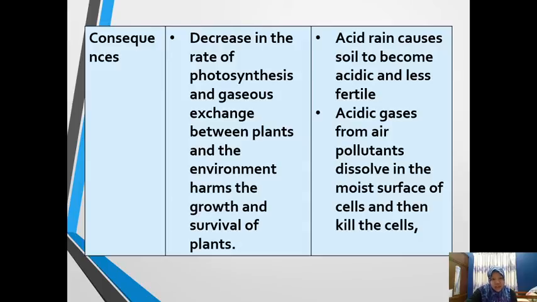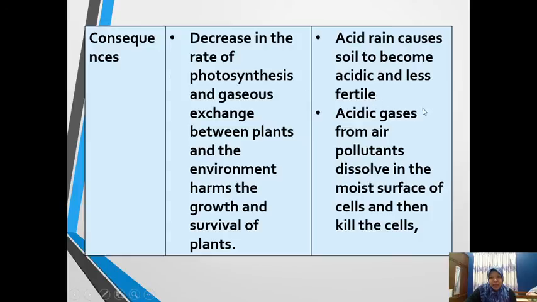Consequences. Okay, ini adalah akibat. Okay. So akibat pada haze, dust and dirt tadi. Okay. Decrease the rate of photosynthesis and gases exchange between plants and the environment. Harm the growth and the survival of plants. Okay. So for the acid rain, acid rain will cause the soil to become acidic and less fertile. So maksudnya di sini, kalau acid rain ni dia akan menyebabkan tanah tersebut menjadi lebih berasid dan kurang subur.